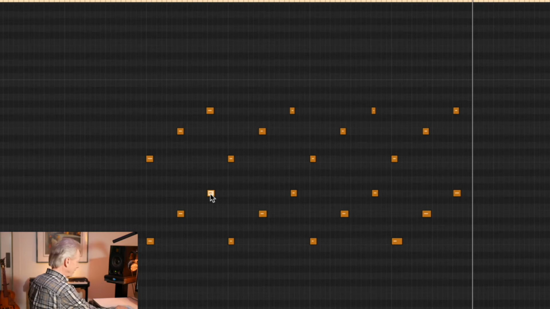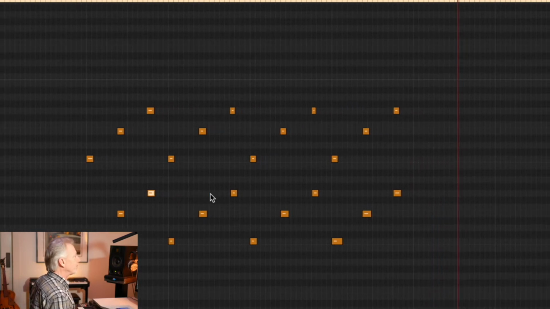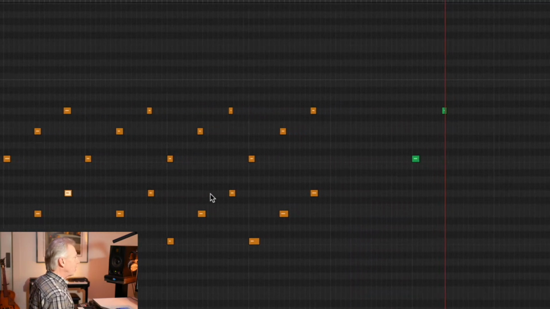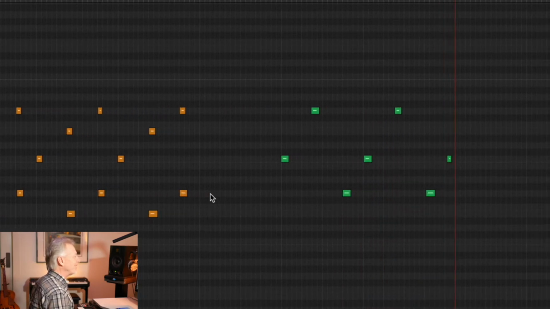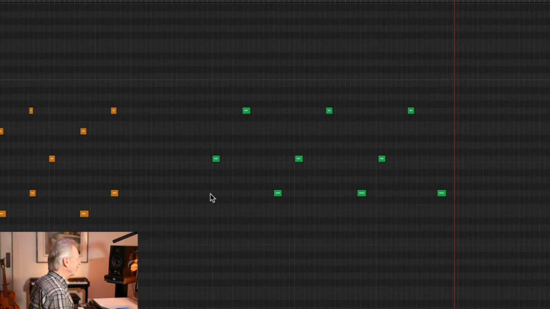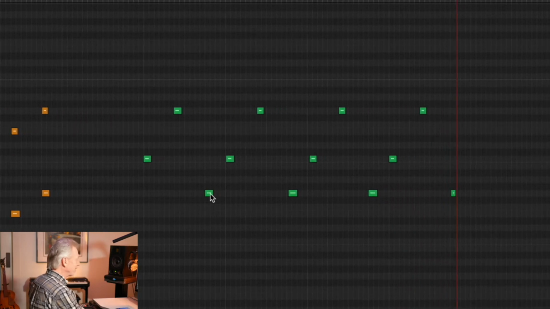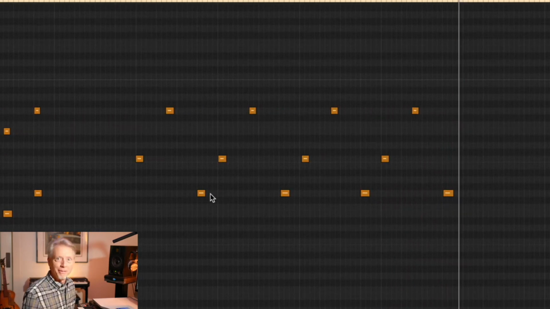One of my favorites is like this: root, high fifth, low fifth. You'll hear what I mean. 1 and 2 and 3 and 4 and. Well, that's a great rhythm, isn't it?